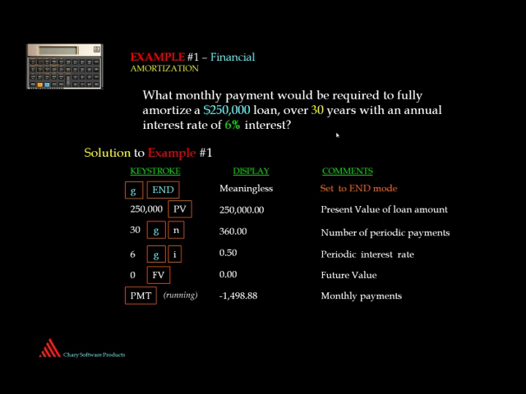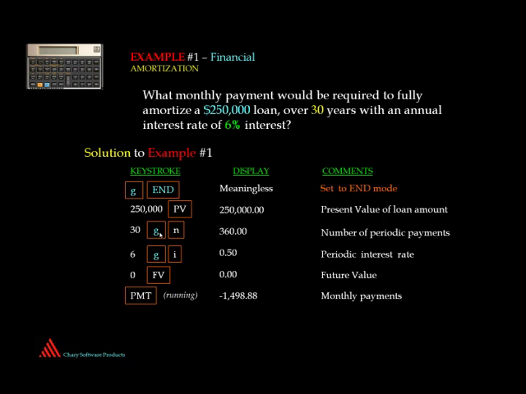We're given 3 up here, the $250,000, the 30, and the 6% interest, and implied is the fact that after we've fully amortized, the future value is going to be 0. So we actually have 4 values here: the $250,000, the 30 years, the 6%, and a future value of 0.